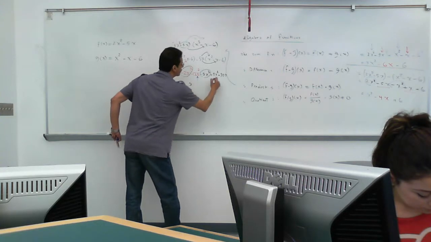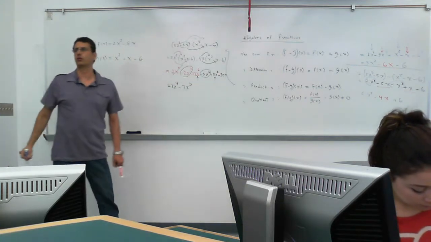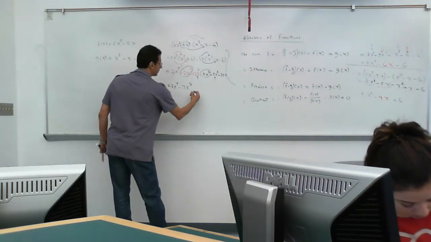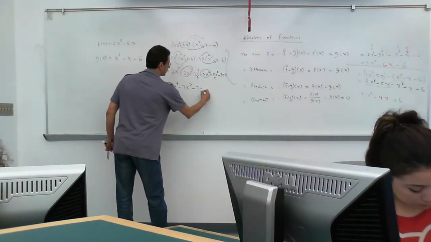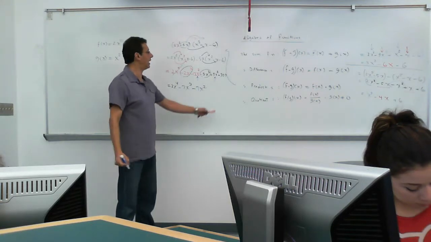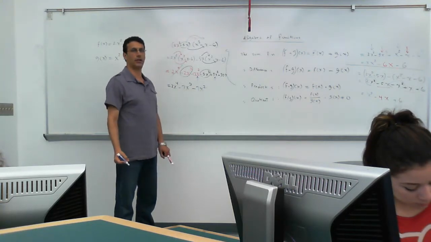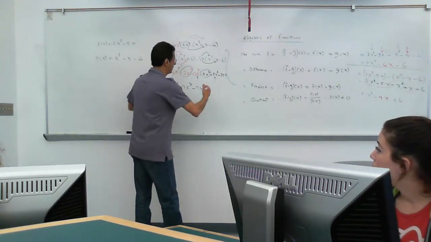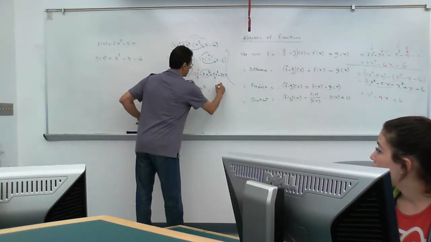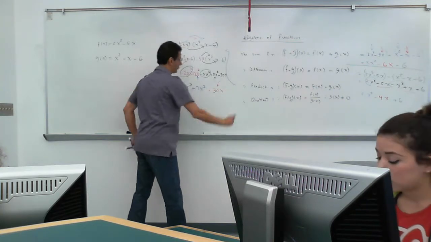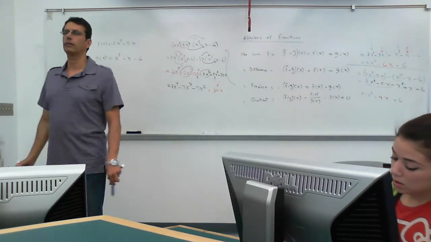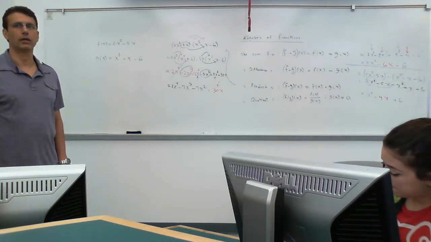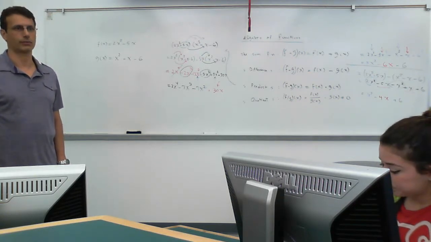Negative 12x squared, positive 5x squared, they are also like terms. Therefore, I end up with, there is nothing else except the first degree term. And that would be the product of the two functions. Does that make sense?